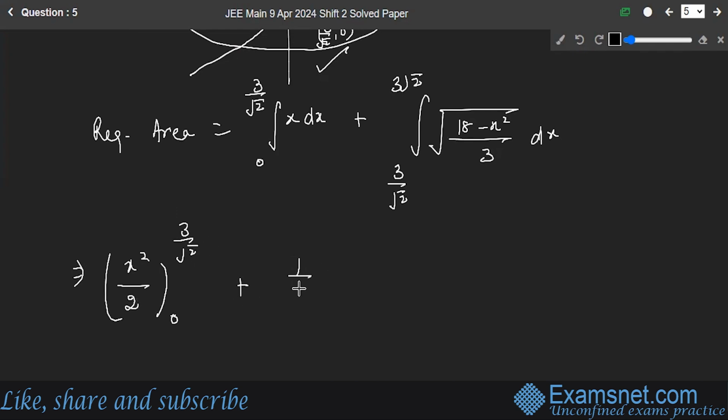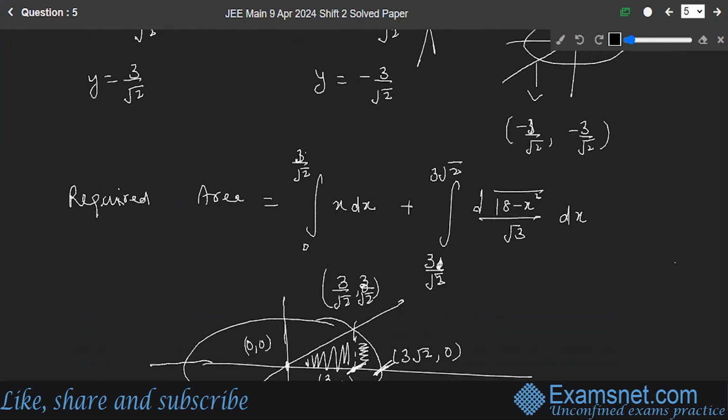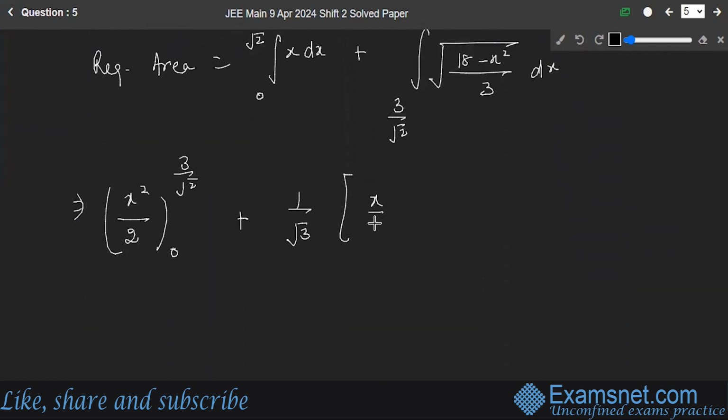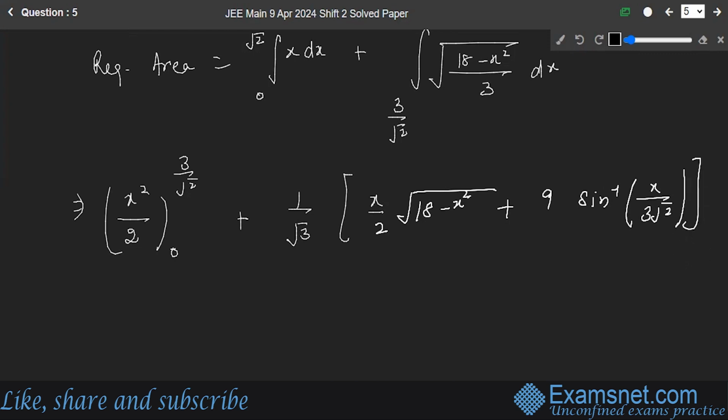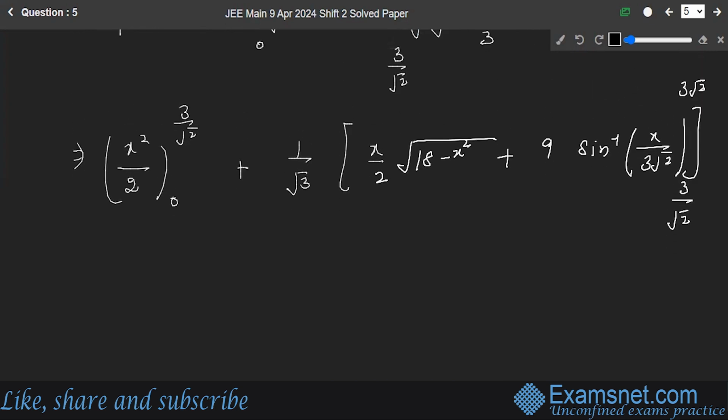And this will be given by 1 by root 3 times x by 2 root of 18 minus x square plus 18 by 2, that is 9 sine inverse x upon root 18. The limits were 3 by root 2 to 3 root 2. Okay, pay attention because sometimes just a small mistake in writing will make the whole sum incorrect.